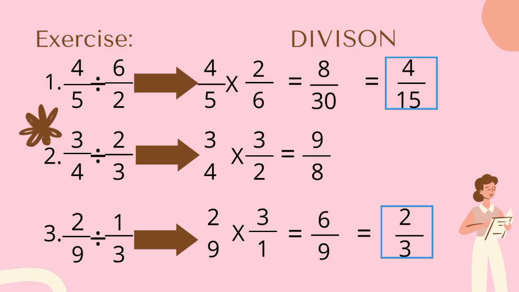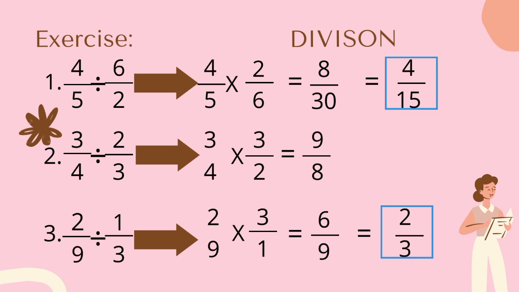So, here's the exercise of division. So, exercise number 1 is ito, 4 over 5 divided by 6 over 2. So, gagawin natin 4 over 5 times 2 over 6. Pinagbaliktad lang natin. So, 5 times 6 is equal to 30. 4 times 2 is equal to 8. So, equal is 4 over 15.